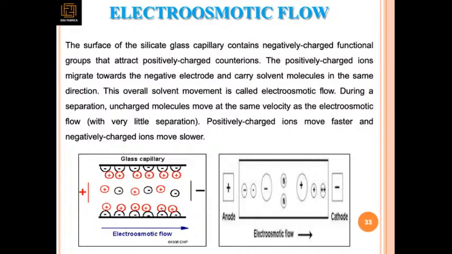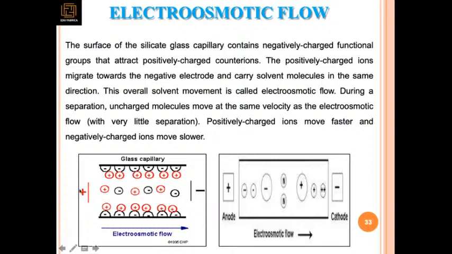Then comes the electroosmotic flow. The surface of the silicate glass capillary contains negatively charged functional groups that attract positively charged counter ions. The positively charged ions migrate towards the negative electrode and carry solvent molecules in the same direction. So like this, electroosmotic flow is happening.